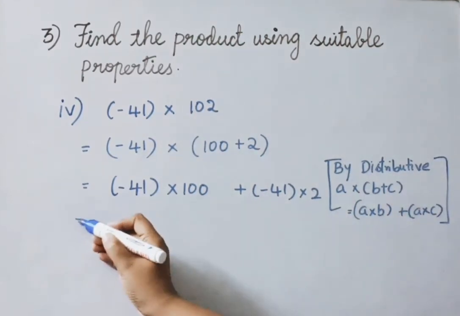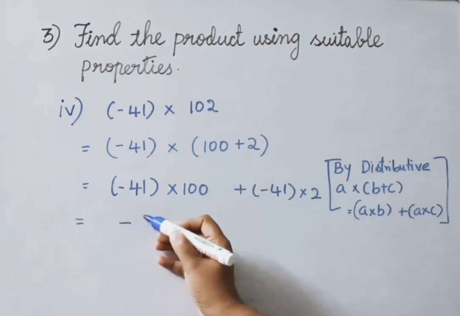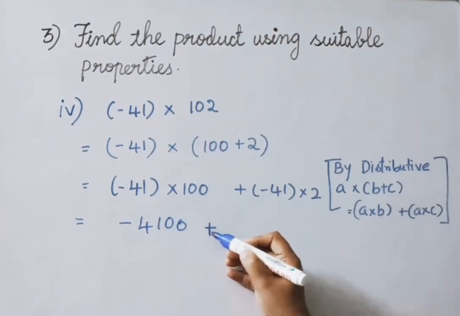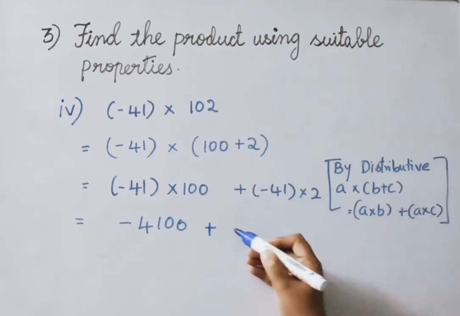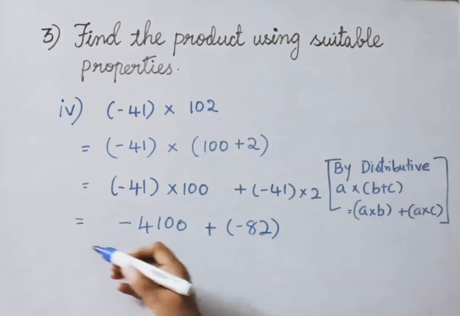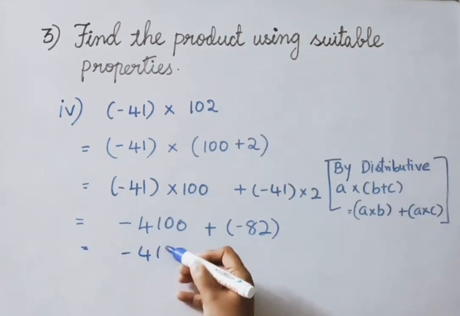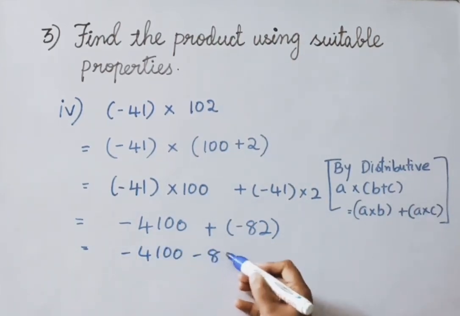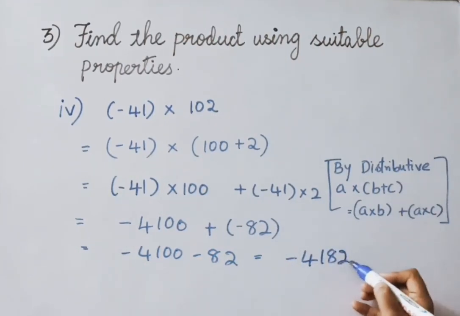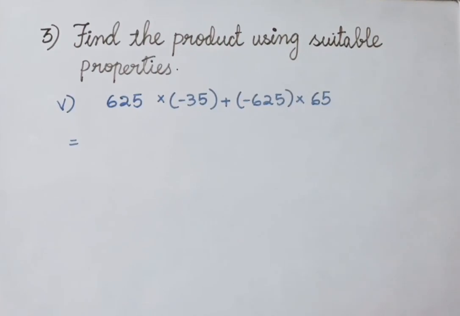Now let us solve this. Minus 41 into 100, minus 4100, plus minus 41 twos are minus 82. Plus of minus means minus. So minus 4100 minus 82. So the answer is minus 4182.